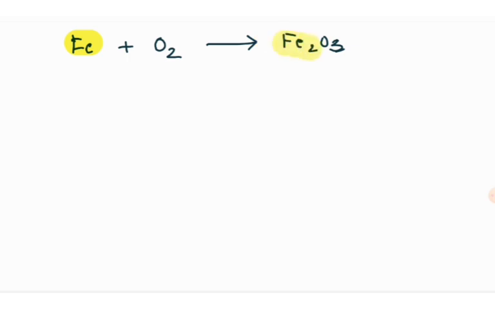Here we have 2 iron atoms. Now here we have 1 and here we have 2. What can be done to make this 2? We can put here 2. Now let us put here 2. So the first step will be that we have made this equation.